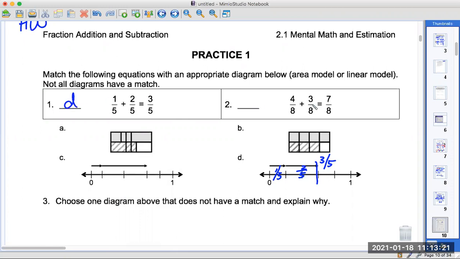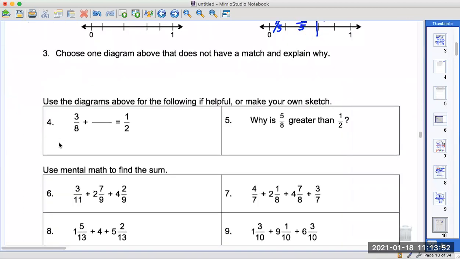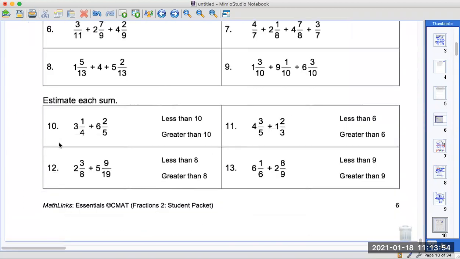And now this one is this 8 part right here, because you got 8 equal parts. 1, 2, 3, 4, 5, 6, 7, 8. You got 4/8 and 3/8. And all together you got 7/8. So those are the ones that match. And these don't have a match. It says not all diagrams have a match. So you see that. And then your job is to answer the rest of the questions down here.